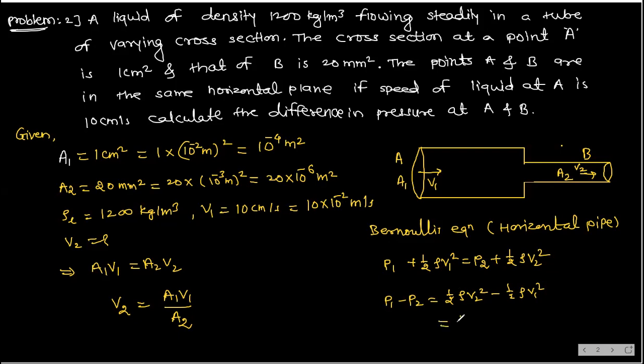And you can take half rho common. P2 square minus P1 square. This is your pressure difference. Go ahead now.